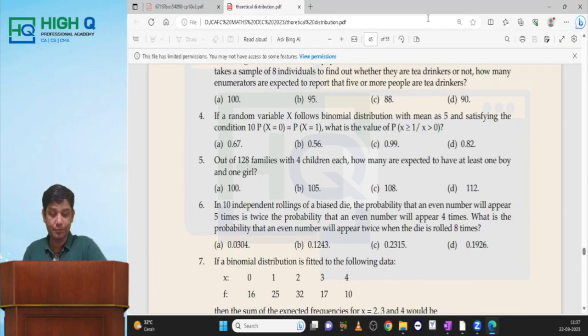Next. Let us do the fourth one. If a random variable x follows a binomial distribution with the mean as 5, that means np equal to 5, and satisfying the condition 10 times P of x equal to 0 equals P of x equal to 1, what is the value of P of x more than or equal to 1 given that x is more than 0? Look at this.